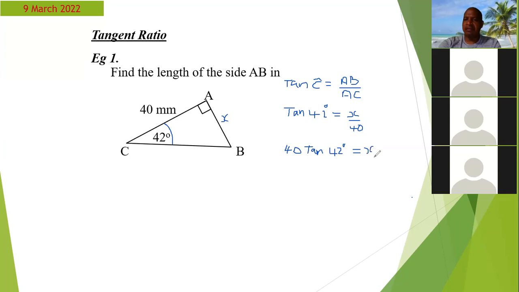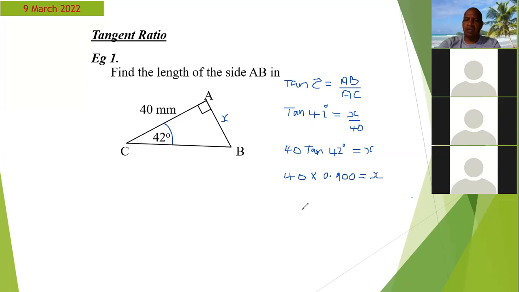What next now, Ms. Cabrera? 40, just 40 times, and then I calculate tan 42. All right, so what do you get for tan 42? Anybody? Give me 3 decimal places. 0.900, sir. 0.900. That's it? Yes, sir. And that would be equal to X.